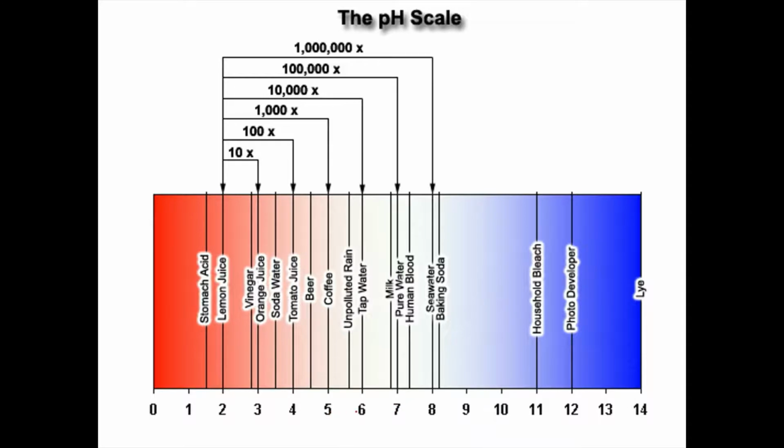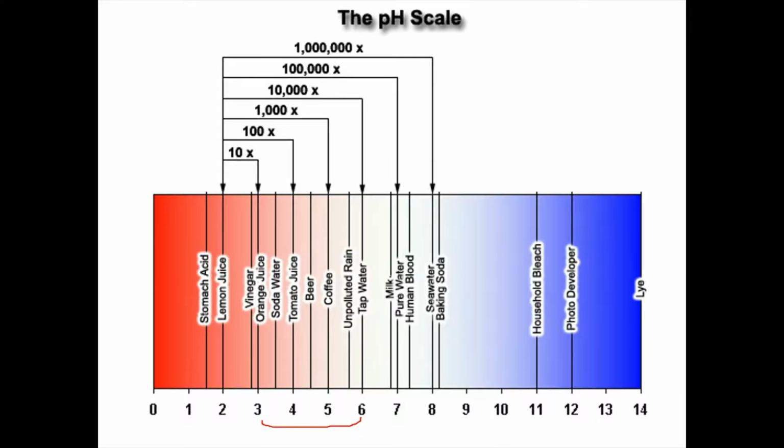5 is 10 times more acidic than 6. 4 is 10 times more acidic than 5. 3 is 10 times more acidic than 4, and so on. And obviously, if 3 is 10 times more acidic than 4, and 4 is 10 times more acidic than 5, that means 3 is 100 times, 10 times 10, more acidic than 5, and it's 1,000 times more acidic than 6. They're all numbers that show powers of 10. And I'll show in the next video how that works out.